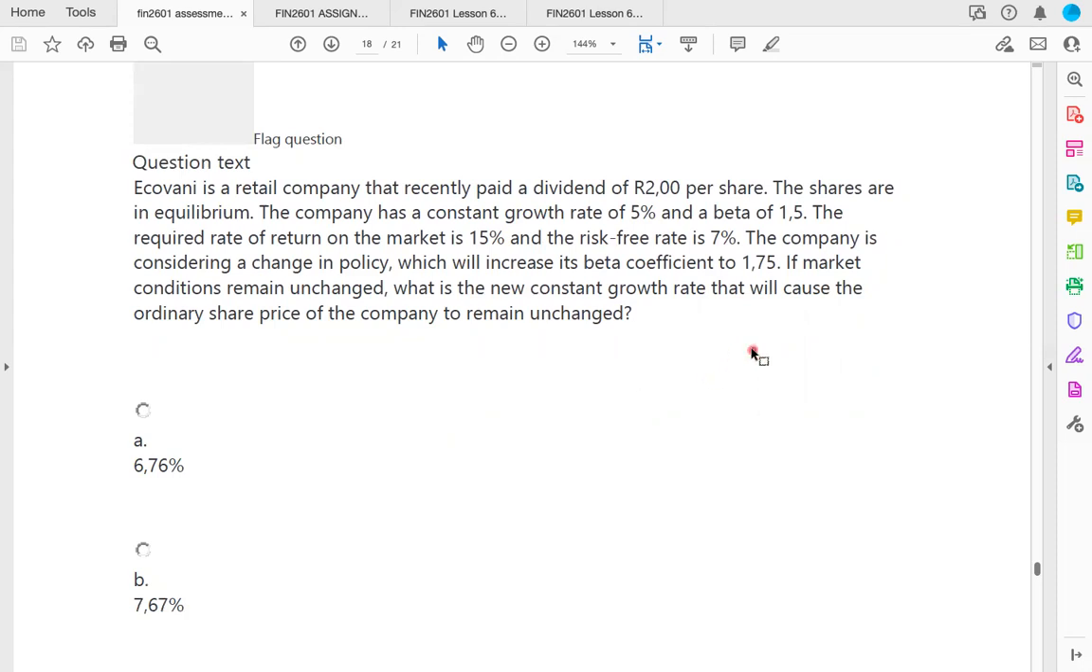So you see now these are the types of examples where a lot of information is combined in this example. This is when you really need to think about how you're going to approach the question. What you need to do here is first determine the current price of the share, and you also need to determine the current required return.